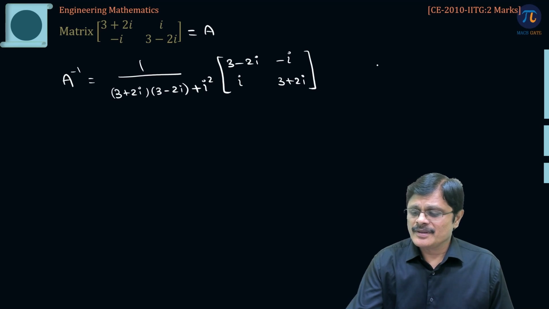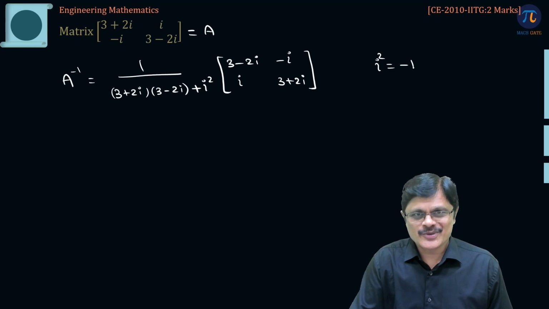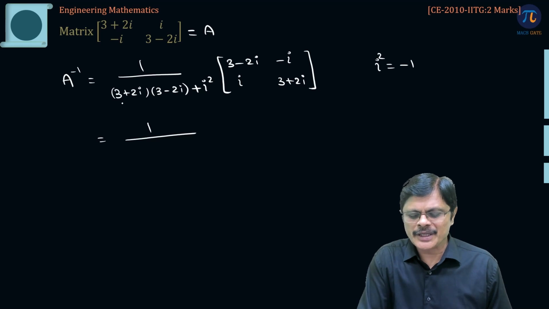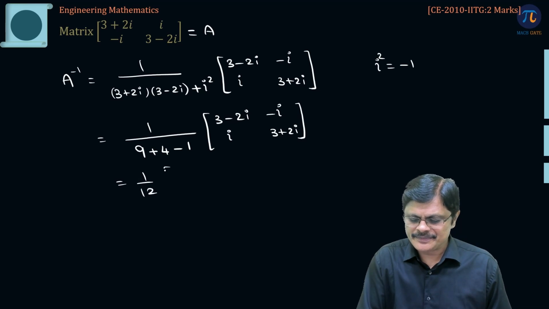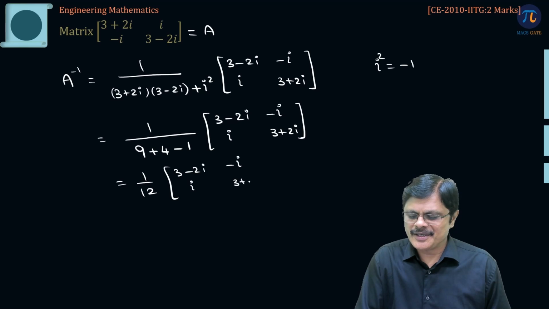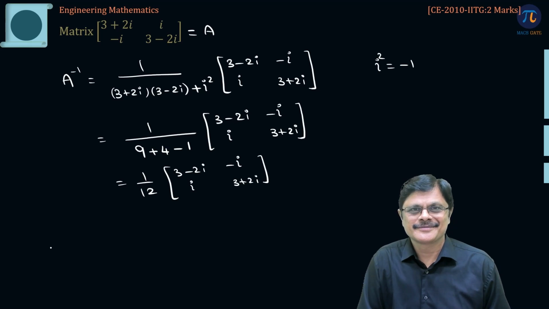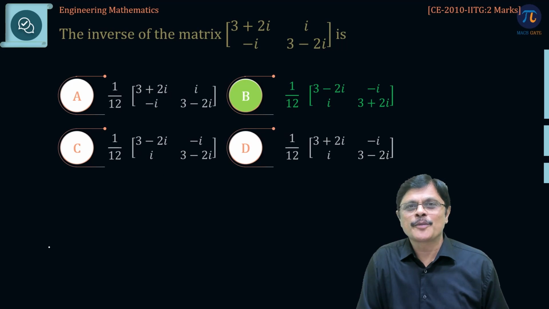Let us simplify. If you do not know, note it: i square is minus 1. Simplify this. Here you can use the (a plus b) into (a minus b) formula, a square minus b square, that is 4i square, which is minus 4. Minus of minus is plus 4. And i square is minus 1. This matrix is 3 minus 2i, minus i, 3 plus 2i. When you simplify, you get 1 by 12 times this matrix. So the solution is the matching option.